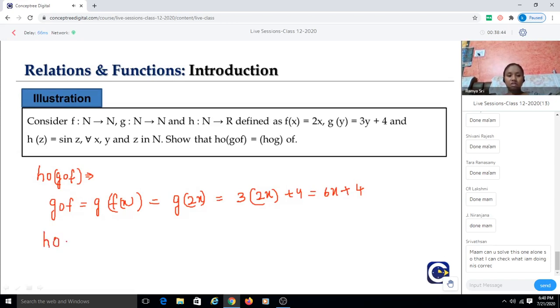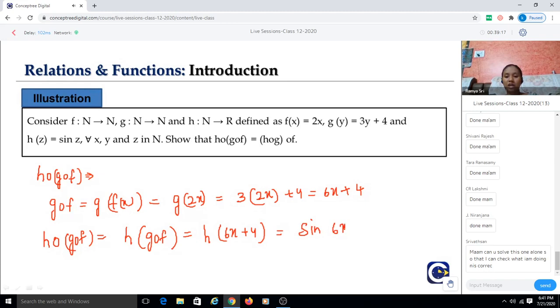So our LHS is h of g of f. We can remove the circle and use the brackets, both will be the same. So h of g of f. We end up getting g of f as 6x plus 4. So that means h of g of f is nothing but h of 6x plus 4, and our h of z is a function. So here in place of z we are having 6x plus 4. So it will be sine z, so in place of z we are having 6x plus 4. So this is our LHS, that is h of g of f.